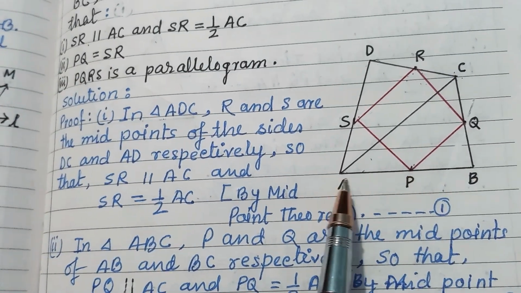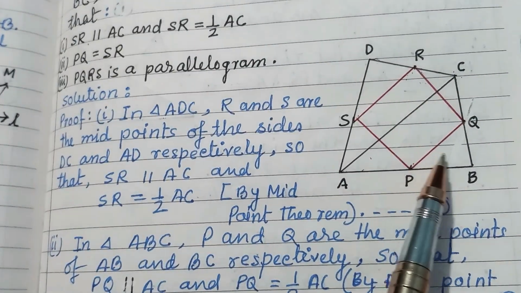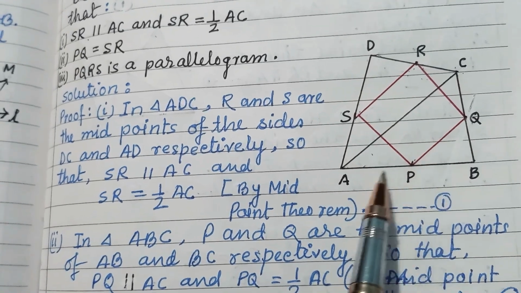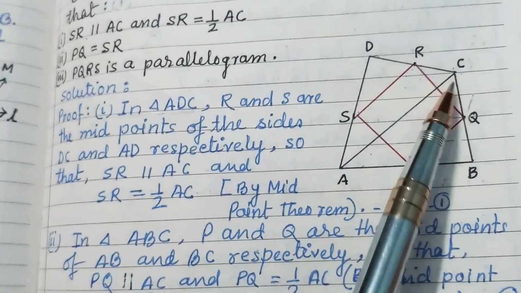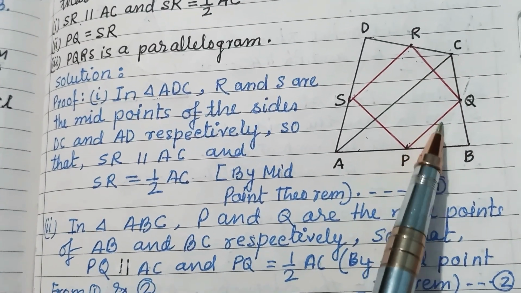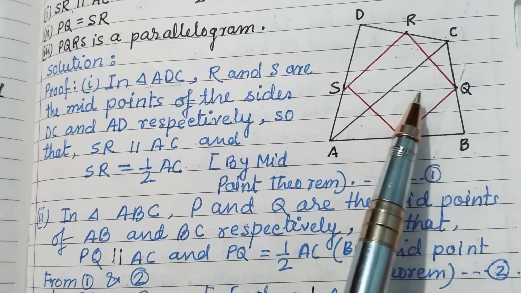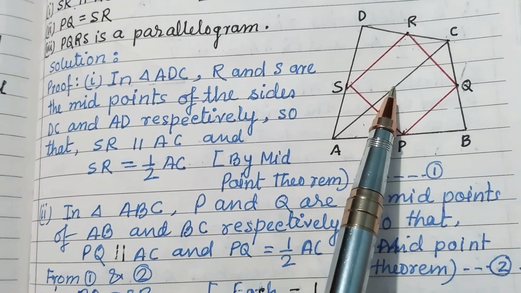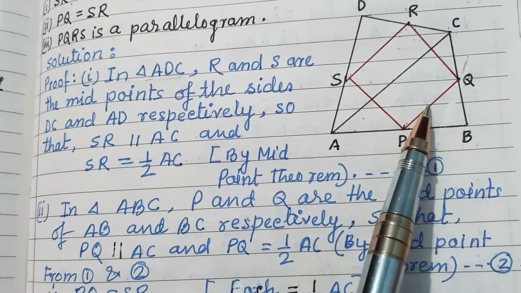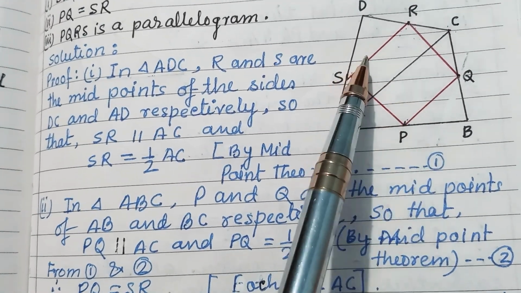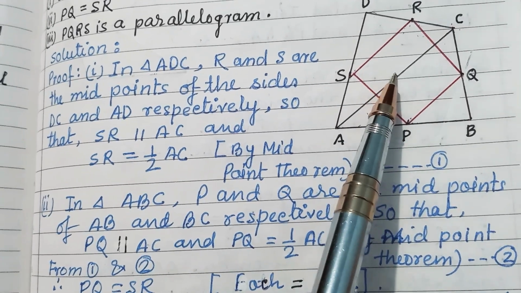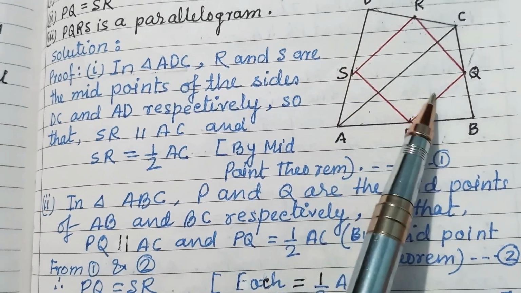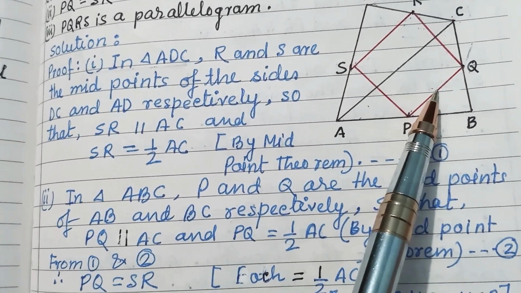Now take triangle ABC. P and Q are the midpoints of AB and BC. Therefore, by midpoint theorem, PQ is equal to half of AC and PQ is parallel to AC. Okay. So, therefore, these two are parallel to AC. Therefore, they are parallel to each other and equal to each other.